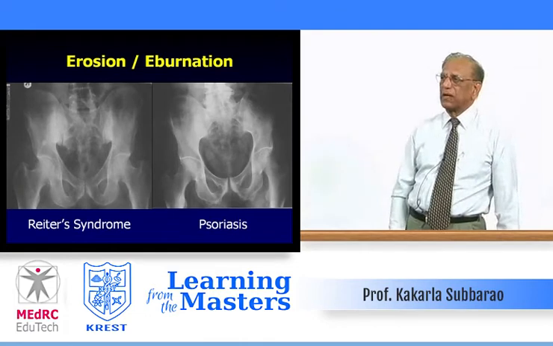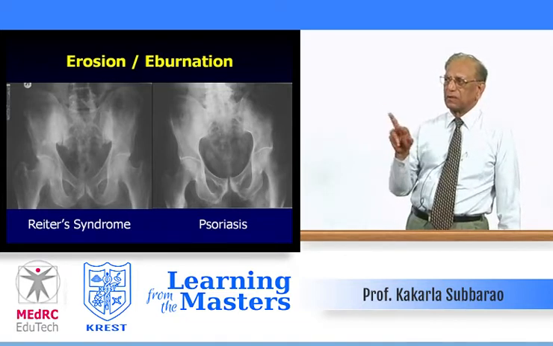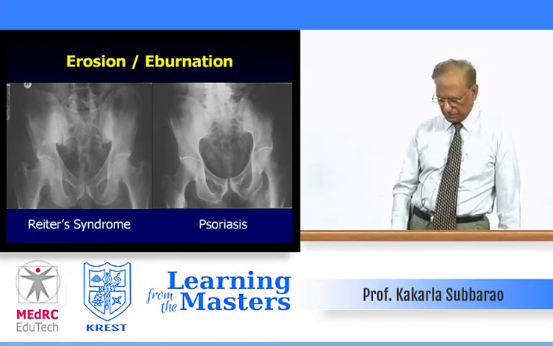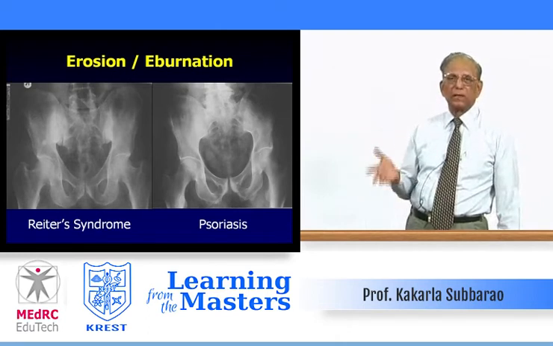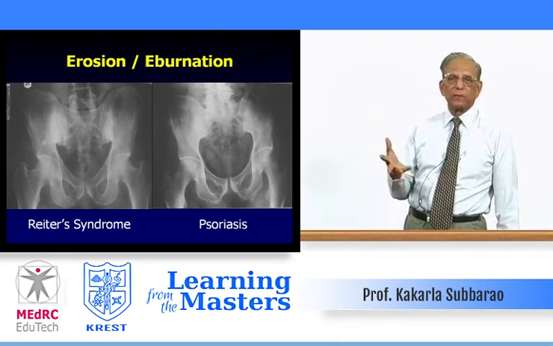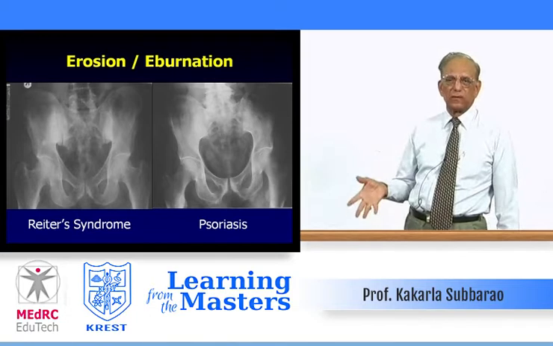One on your left side is Reiter syndrome, one on your right side is psoriasis. There is sclerosis and erosion also, but as I said earlier, you can't really make the difference. Both of them look almost symmetrical. The only thing is, clinically and radiologically, in psoriasis, most of the time the upper extremities, including the hands, are involved. In Reiter syndrome, most of the time it is the ankles and feet that are involved.